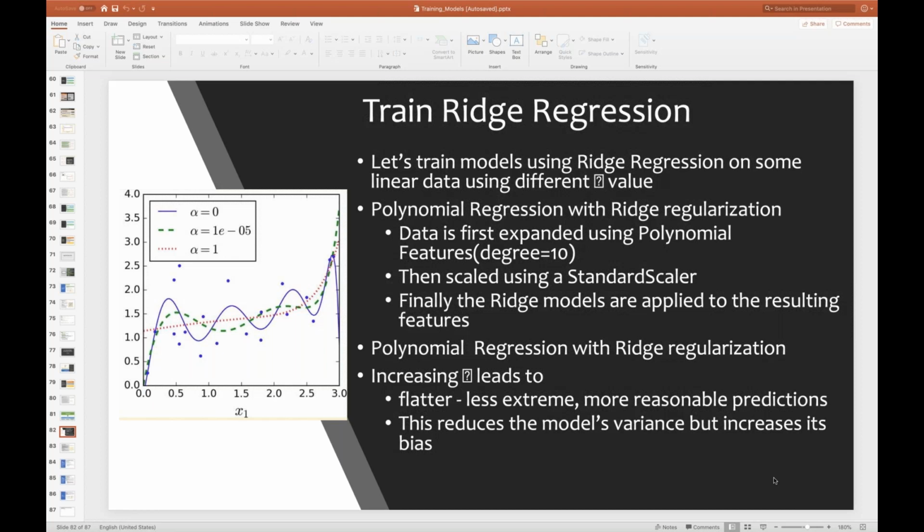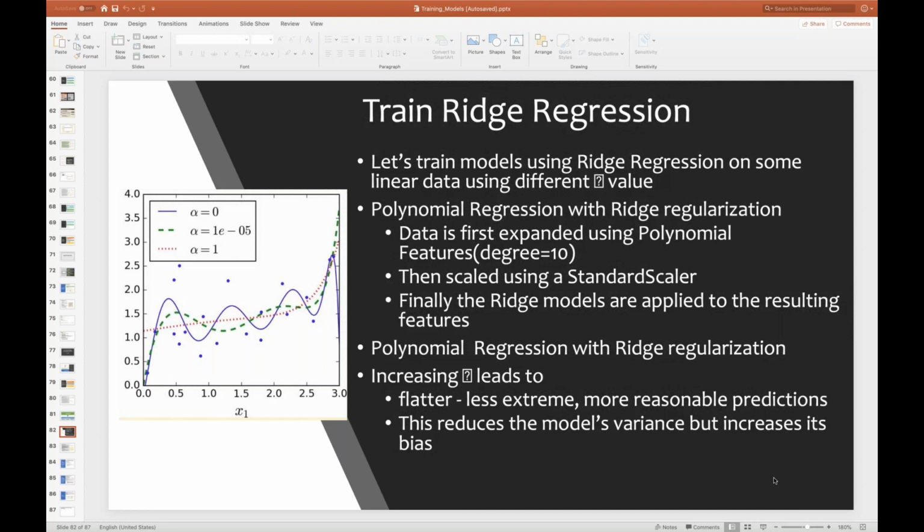First thing, what happens if the degree is equal to 10? With degree equal to 10, we have to use the standard scaler, as I told you earlier, because look at the way the blue line is behaving. It is going too bumpy, right? Compared to the red one and the green one, the blue line is too bumpy, which means it is affected by outliers, or if not outliers, at least by the input features. So use the standard scaler. Finally, the ridge models are applied to the resulting features. Yes, that's fine.